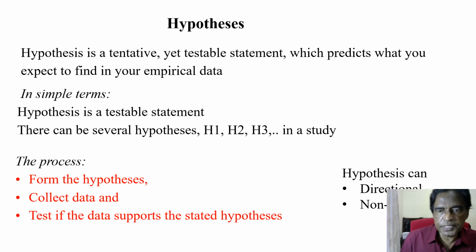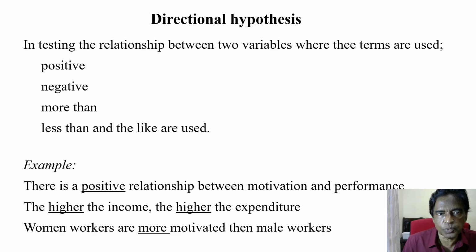Right, for hypotheses there are two types. One can be directional, the other non-directional. Directional and non-directional hypothesis. So what's the difference? In a directional hypothesis, there will be words like positive, negative, more than, less than, and so on. So these keywords will be there.